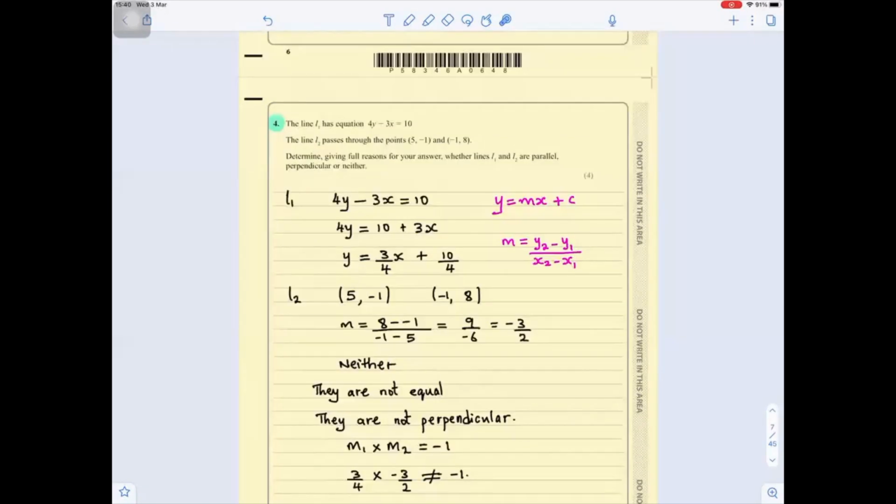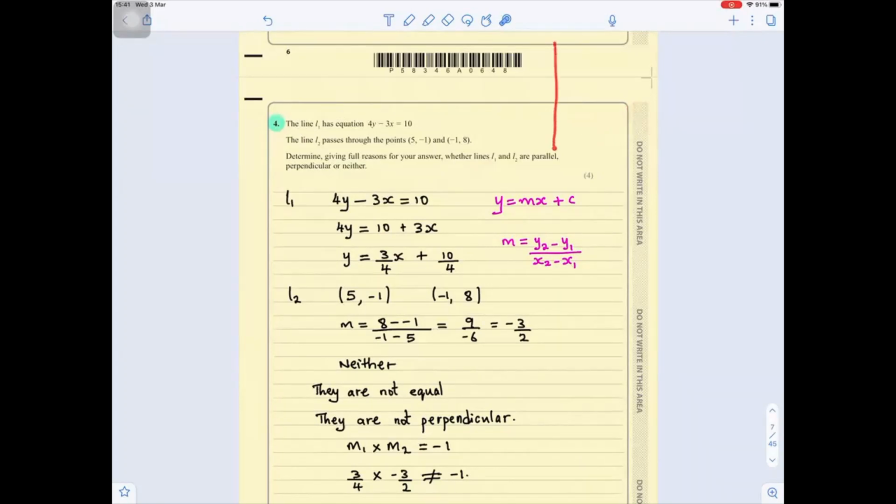Question number 4. The line L1 has equation 4y minus 3x equals 10. The line L2 passes through the points (5, minus 1) and (minus 1, 8). Determine, giving full reasons for your answer, whether lines L1 and L2 are parallel, perpendicular, or neither. Parallel means they have the same gradient and they never meet. So these two lines are parallel. Gradient is the same, m1 equals m2.